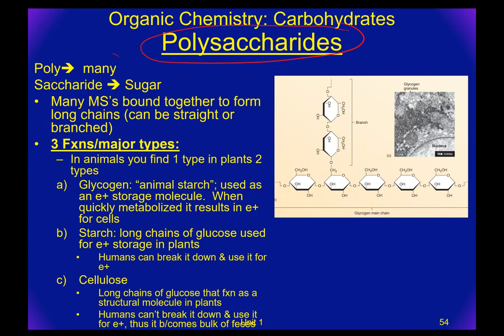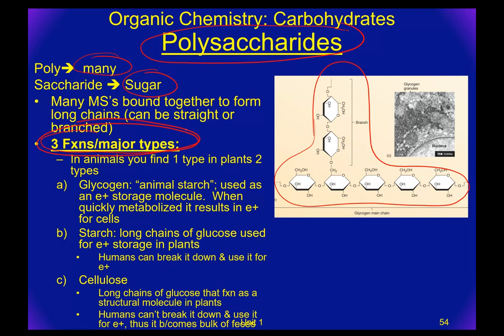Now, polysaccharide. Poly means many, saccharide means sugar. You've got a whole bunch of monosaccharides bound together to form fairly long chains, okay? This is like a piece of one of those, okay? It can be straight, it can be branched, but it's a lot of those monosaccharides put together. There are three major functions and major types of polysaccharides. In animals, you really only find one, and that's glycogen. Glycogen can also be called animal starch.